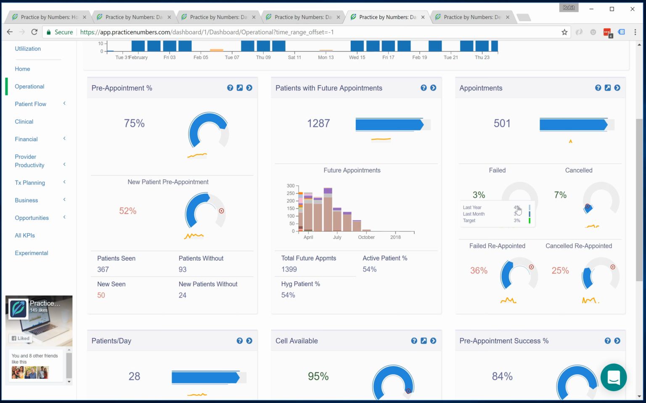Now, a canceled appointment has a very different meaning. A canceled appointment is when a patient called about an appointment that they had next week or the week after, and they said, I'm sorry, I cannot make it for whatever reason. Those appointments are marked as canceled appointments. These appointments are the ones that were taken off the schedule but not put back on the schedule because they were not ready to reschedule that appointment.